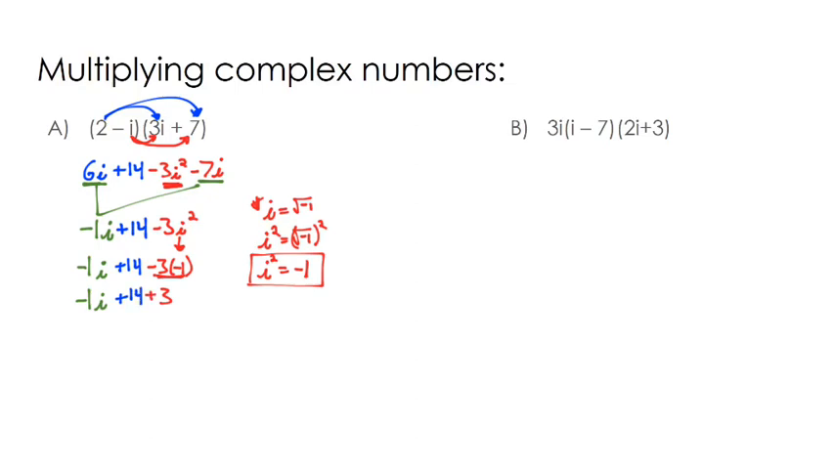And then you've got a couple of like terms right here that you can combine. So I have negative 1i plus 17. Okay?